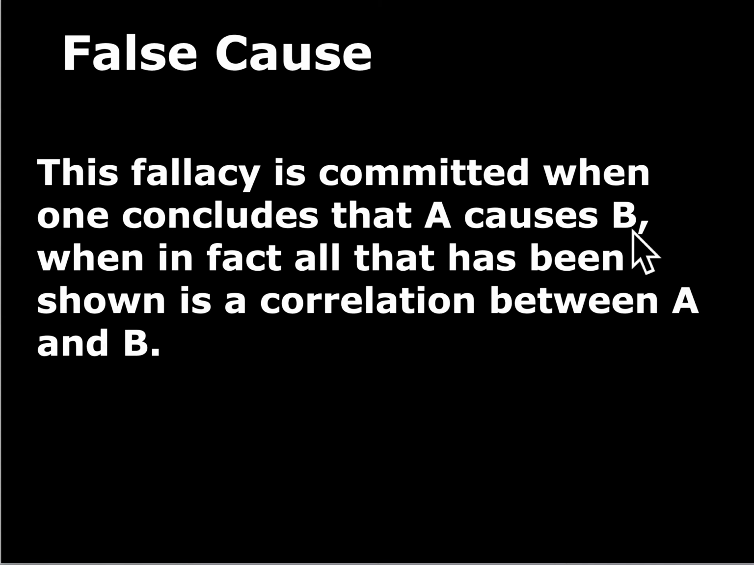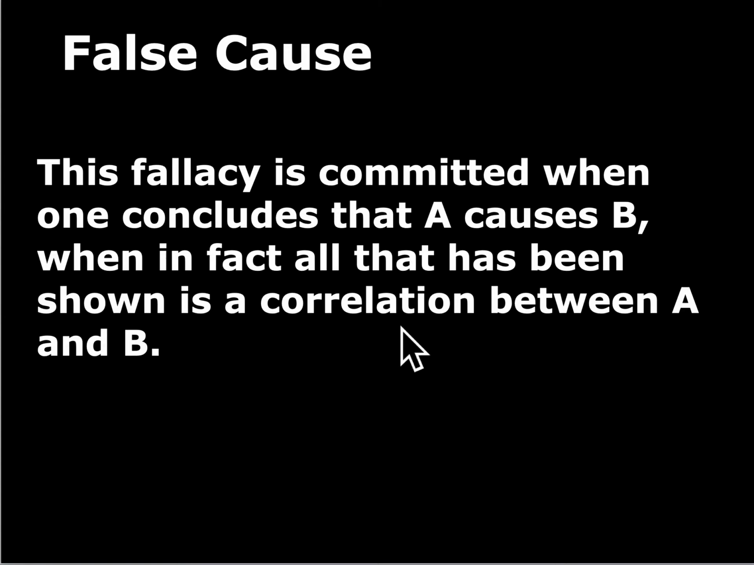But the key is that the conclusion is about a causal relation. Something is causing something else, whether it's one thing or a type of thing is causing some other type of thing. What's a correlation? A correlation is just pointing out that two things occurred together.